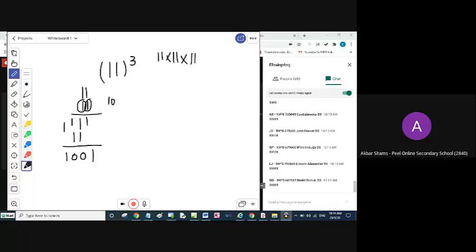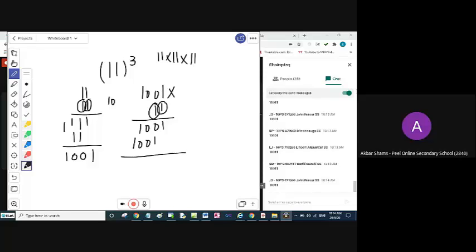Now I have to multiply 1001 times 11 again. To do that one, again, this one brings 1001 down. This one brings another 1001 down, but shifted to the left. Now I'm going to add. 1 plus 0 is 1. 0 plus 0 is 0. 1 plus 0 is 1. 1 down. So the answer is 11011.